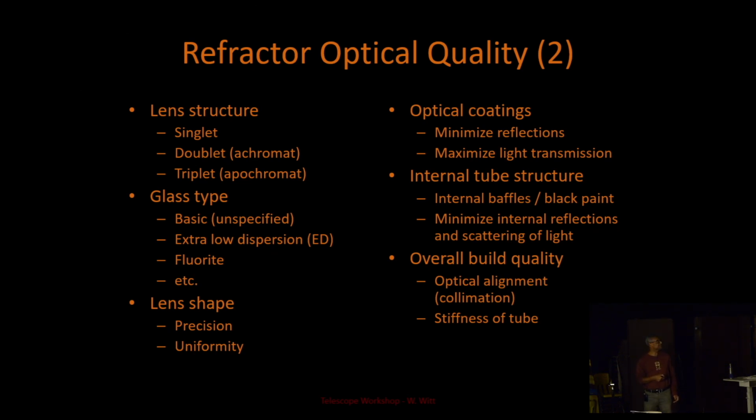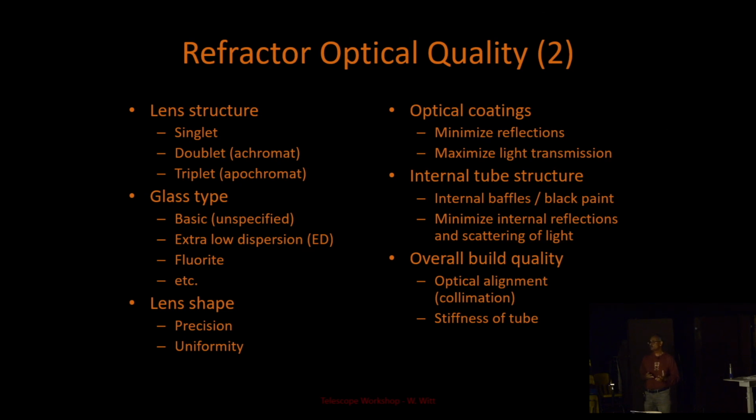What's the type of glass that has been used to make the lenses? There are many different types of material used for making lenses. Then the shape of the lens itself. Manufacturing of any lens or optical material will have some defects anyway, so it depends on the quality of the manufacturing: how precise the curvature is, how uniform the curvature is, and so on. These lenses will also have additional coatings. The objective of the coating is to minimize reflections from the surface of the lens and to maximize the amount of light transmitted through the lens itself.